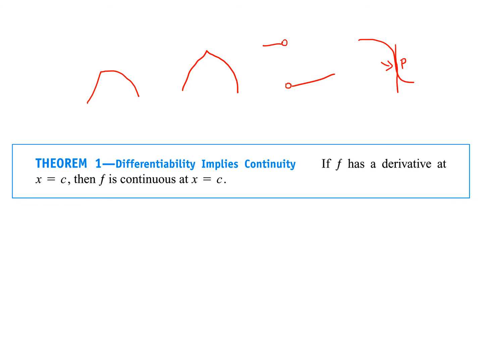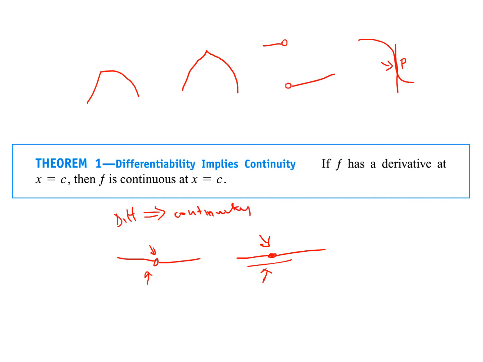If it is differentiable, then it's continuous. Now what's the difference between these two? Let's say this one and this one. This one is differentiable because this point is a closed dot. This one is not differentiable because this is an open dot. So if it is differentiable, it's continuous. This one is not differentiable, so it's not continuous at this point. So we can say if a function is differentiable, then it's continuous. Differentiability implies continuity.